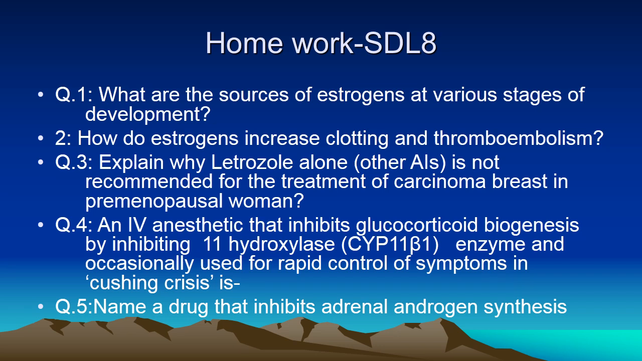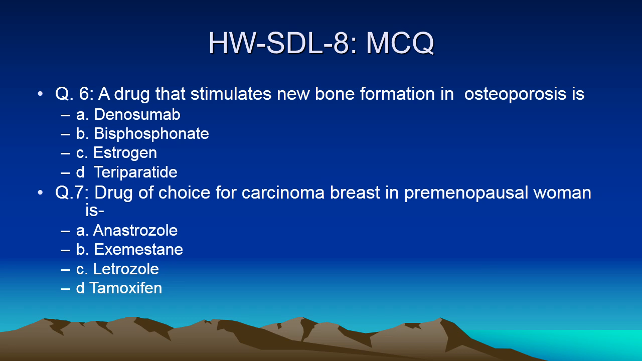And question 4. An intravenous general anesthetic agent that inhibits glucocorticoid biosynthesis by inhibiting the 11-hydroxylase enzyme and is occasionally used for rapid control of symptoms in Cushing crisis. What is that intravenous agent? And question 5 is a drug that inhibits adrenal androgen synthesis. Another question is in the form of an MCQ: a drug that stimulates new bone formation in osteoporosis. Four options are there. You have to identify the correct option.